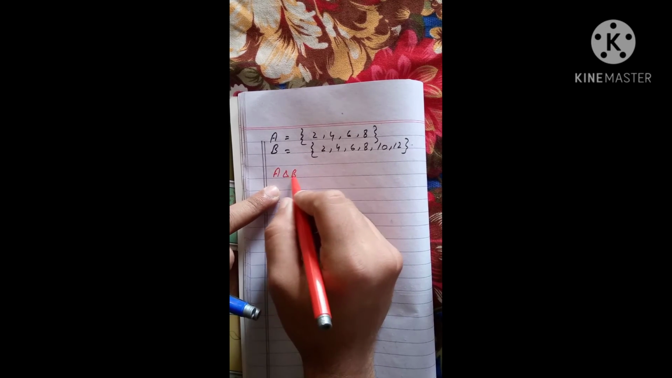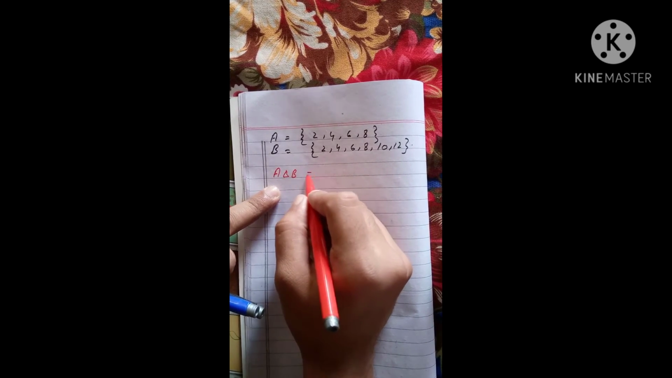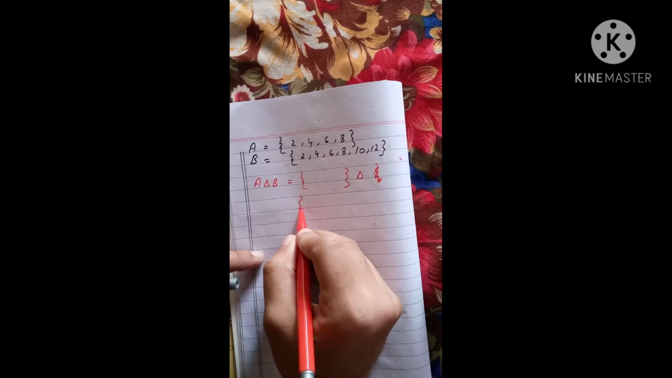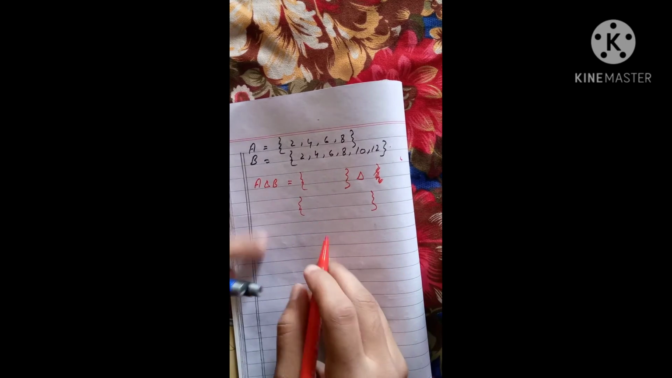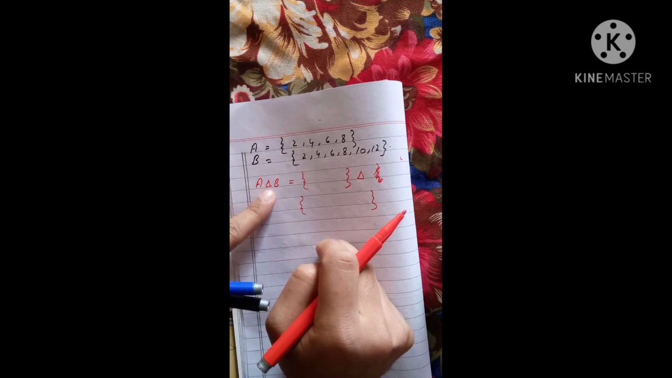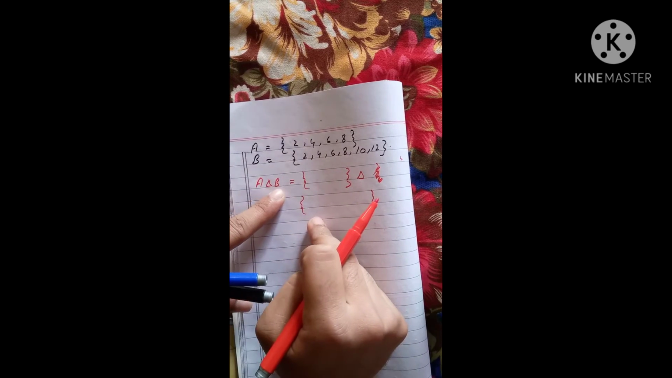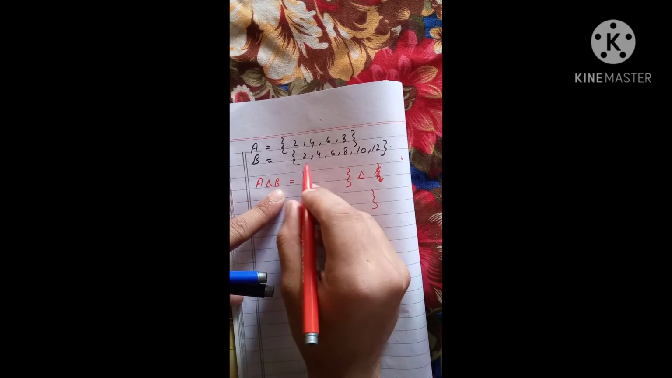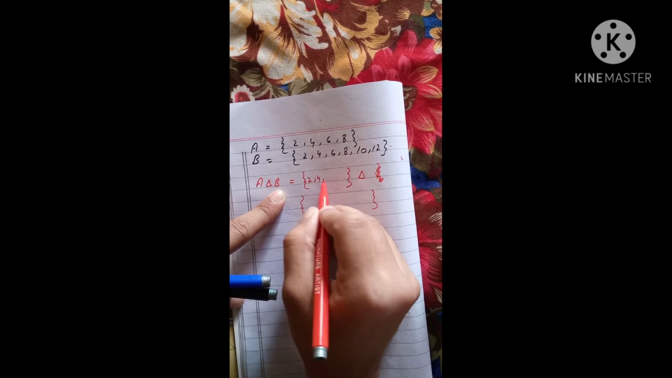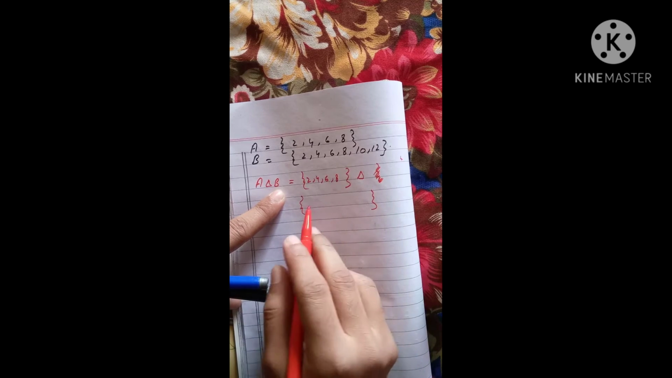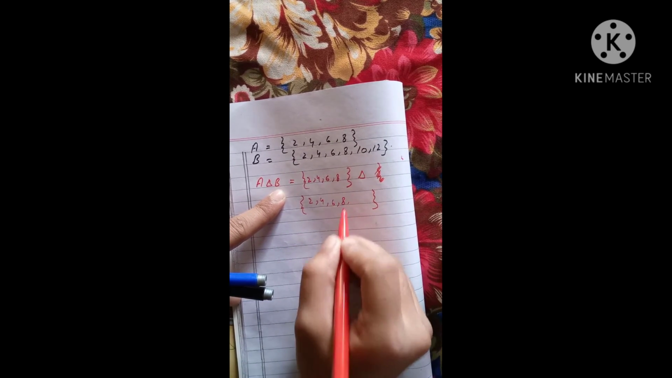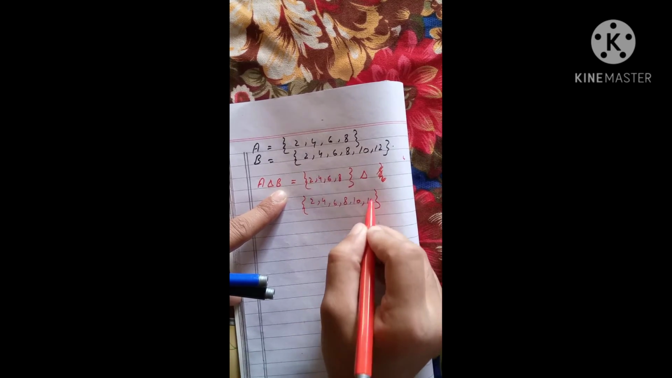So first we have to write A delta B: set A first, then the sign of delta, then the second set which is set B. Now we have to write the elements of set A in the first bracket, then set B in the second bracket. So I am going to write set A contains the elements 2, 4, 6 and 8, and set B contains the elements 2, 4, 6, 8 and 10, 12.